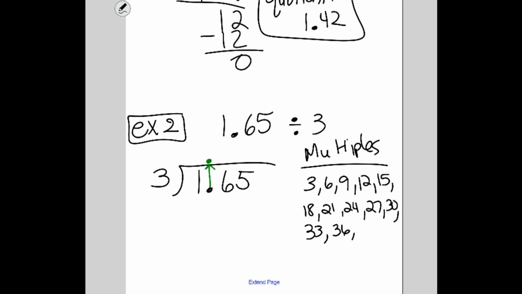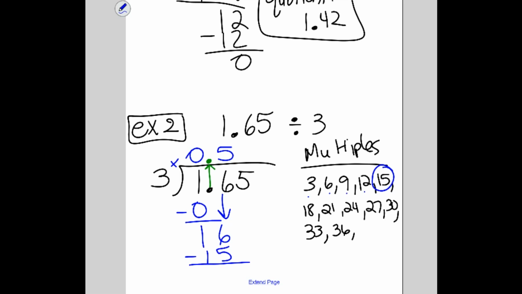All right, how many times can I get 3 out of the number 1? We cannot. So what do we do? Put a 0. 0 times 3 is 0. Subtract out, 1 minus 0 equals 1. Bring down the next number. I have 16. How many 3s can I get out of the number 16? Well, the biggest number that I see is the 15, and that would be the fifth multiple here. 5 times 3 is 15.